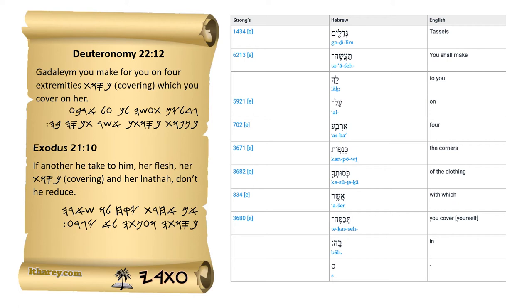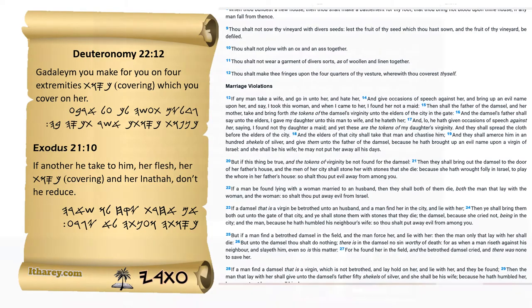It looks like it's Strong's 3680. And as you see, Deuteronomy 22 verse 12 is here on the right. This is the image of Strong's. And, you know, they say cover because it is cover. It's not in verse. Look in the middle right here.